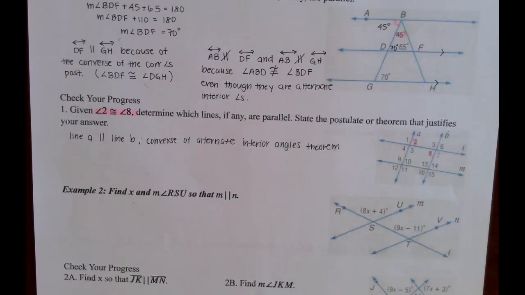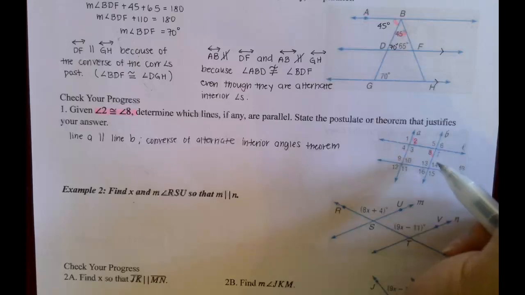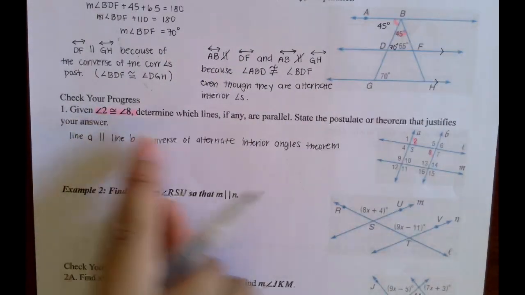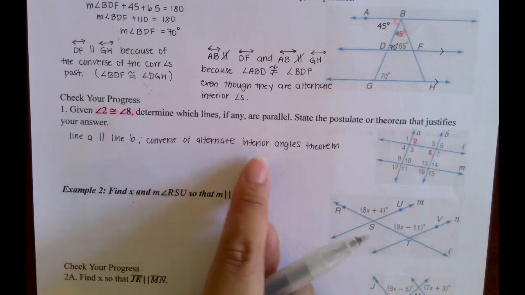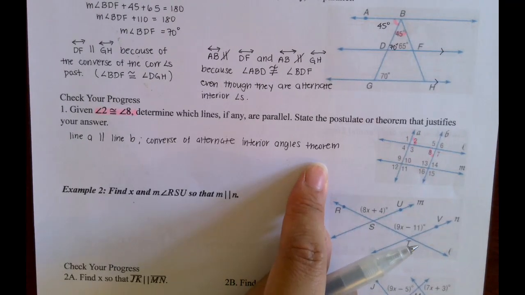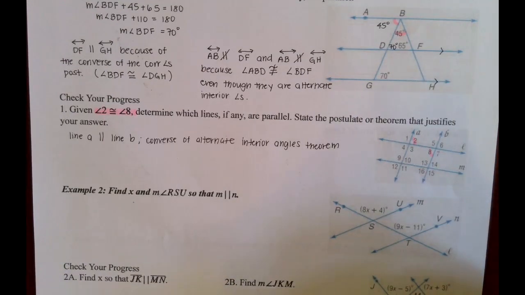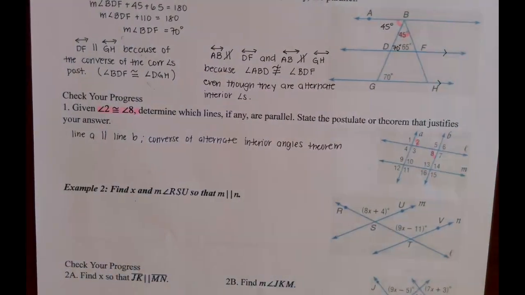Okay, so you should have gotten line A is parallel to line B. The reason why is because angle 2 and angle 8 are alternate interior angles, and if they're congruent, the converse of the alternate interior angles theorem tells us then that those lines are parallel. Okay, we can't tell if L and M are parallel. We don't have enough information. Okay, so there you go.